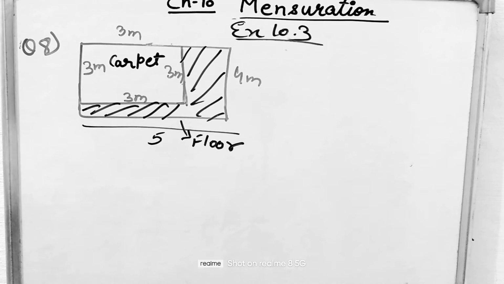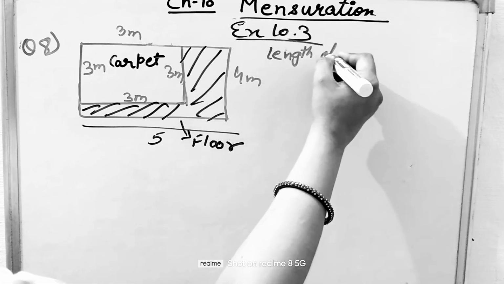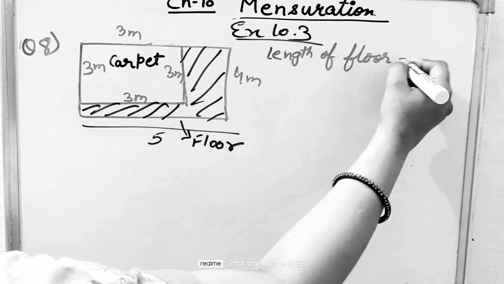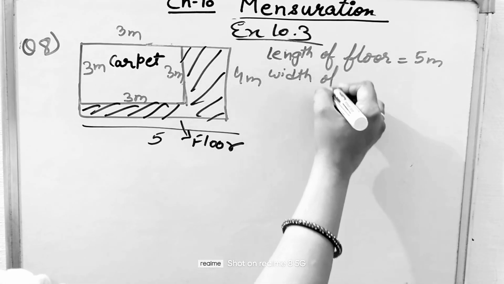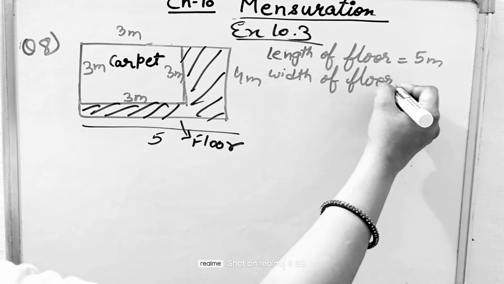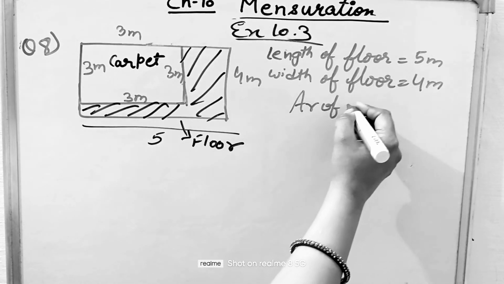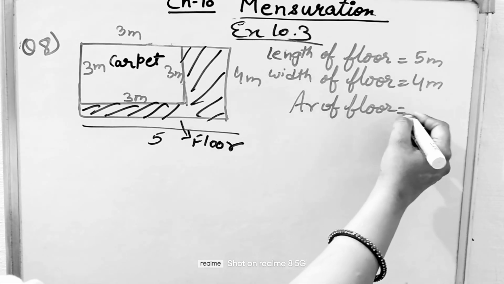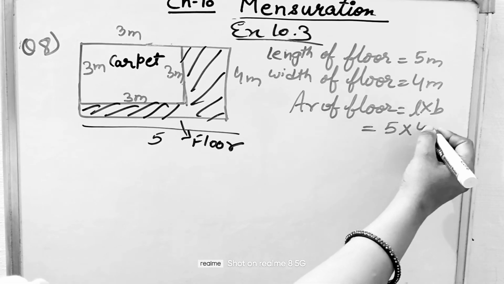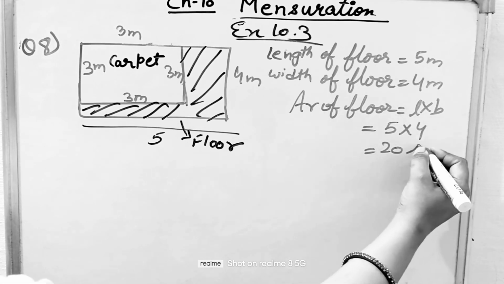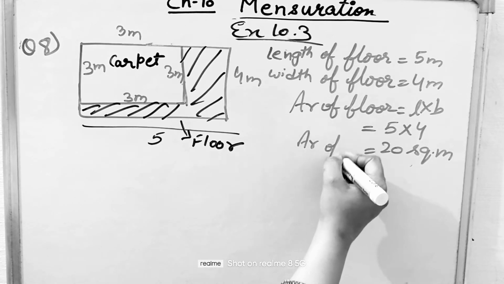So firstly we will write length of floor is 5 meter, width of floor is 4 meters, and area of floor is equal to length multiply breadth. Now length is 5 and breadth is 4, multiply and you will get your area of floor, 20 square meter, area of floor.